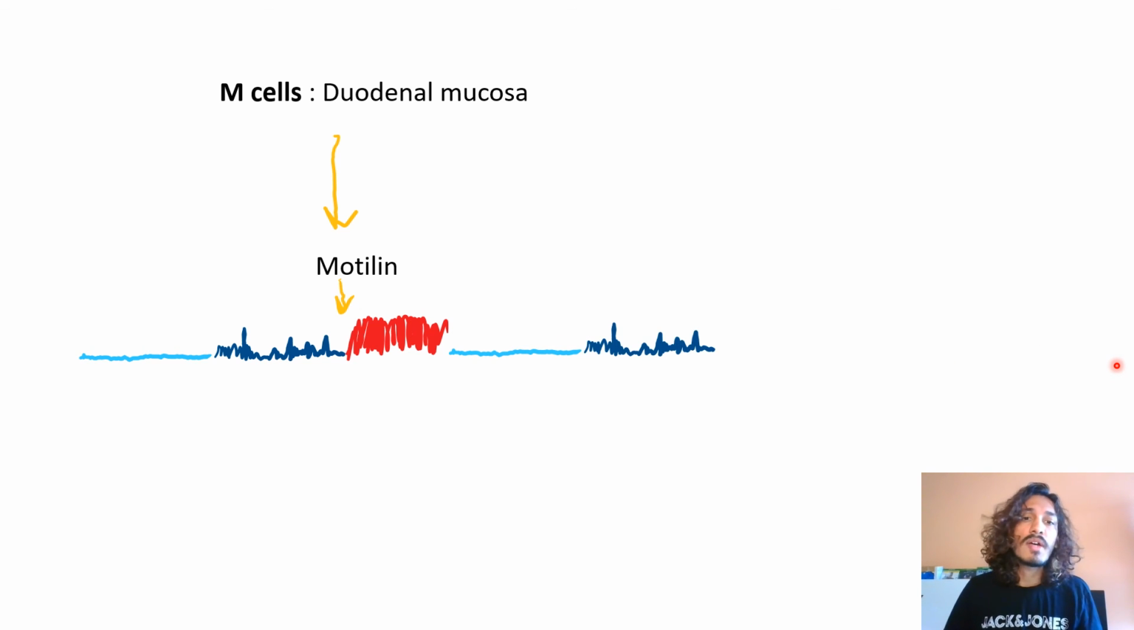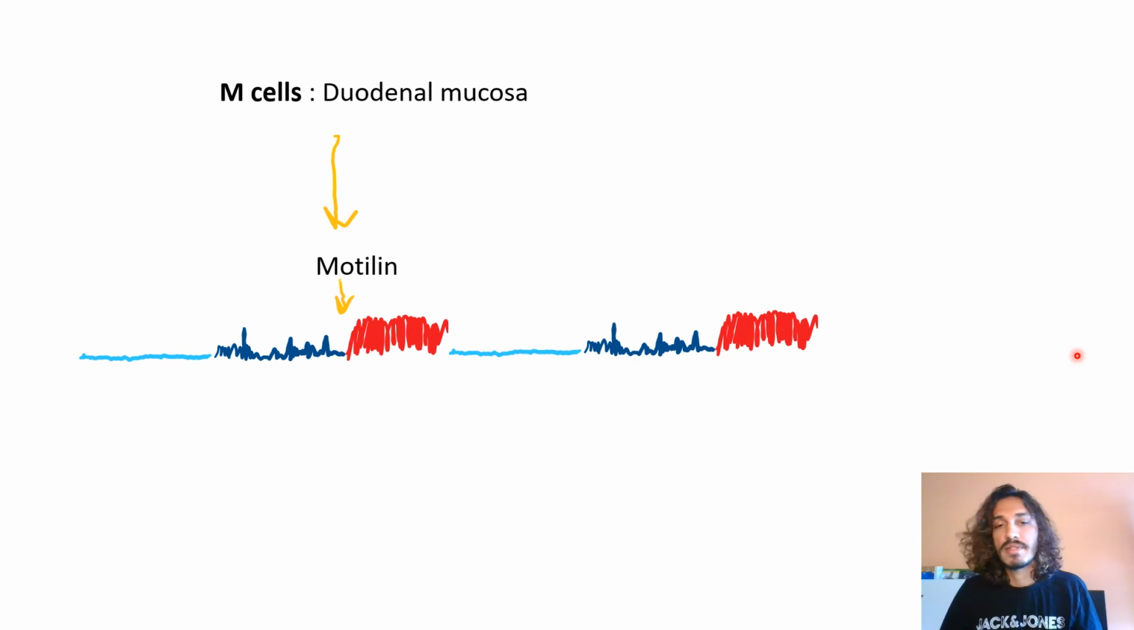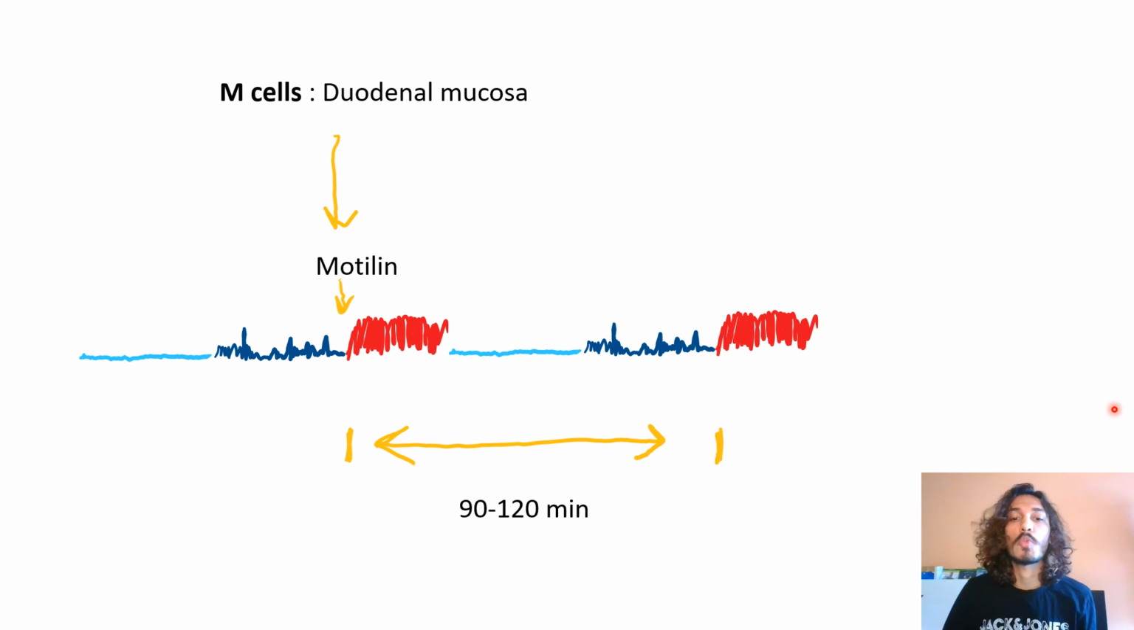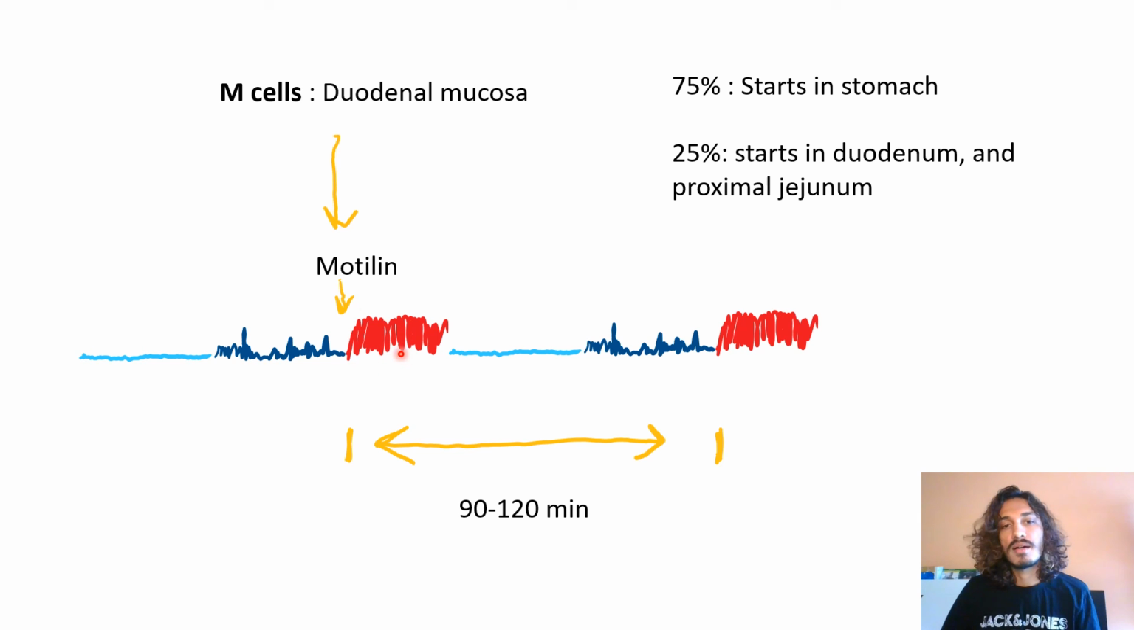Okay, so again it goes to the quiescent phase. Okay, and irregular bursts, regular bursts. Okay, so from when this started to when the next one starts, this interval is 90 to 120 minutes. Okay, so this is the answer that was asked. Okay, so this is 90 to 120 minutes, and each of these phases basically starts in your stomach. The majority of it starts in the stomach. 75% starts in the stomach. On the other hand, 25% is said to start in the duodenum and proximal jejunum.